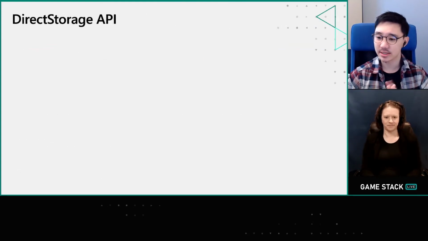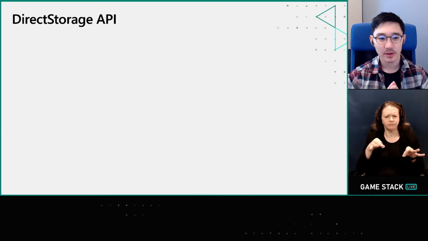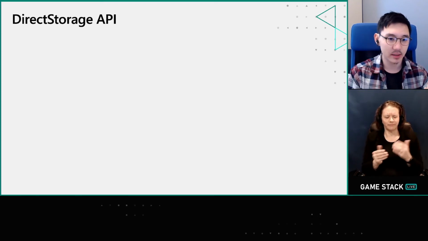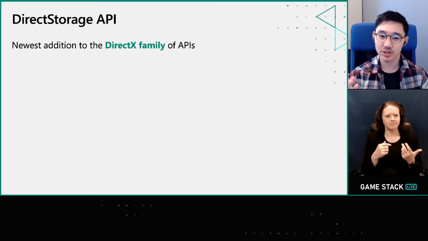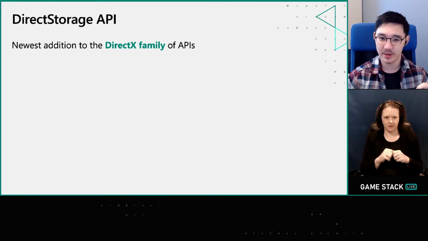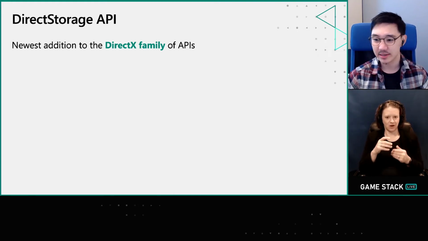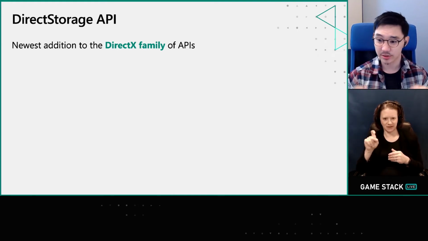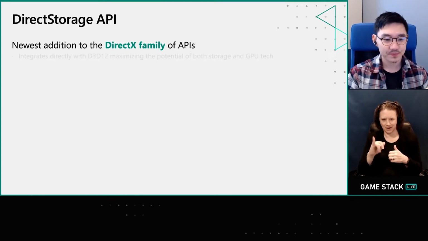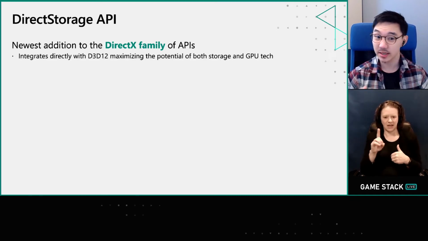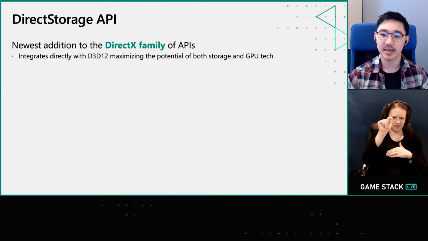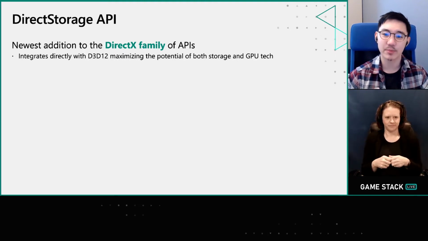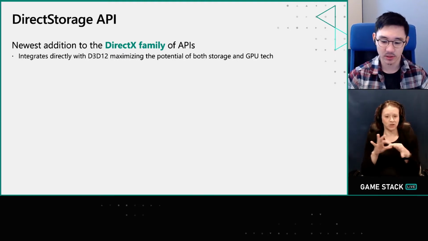All right, so let's get into the details of each individual component. You have the DirectStorage API. It's essentially the newest addition to the DirectX family of APIs. There's D3D. DirectStorage is just another DirectX-branded API. It integrates directly with D3D12, essentially bridging the gap between storage and GPU technology.